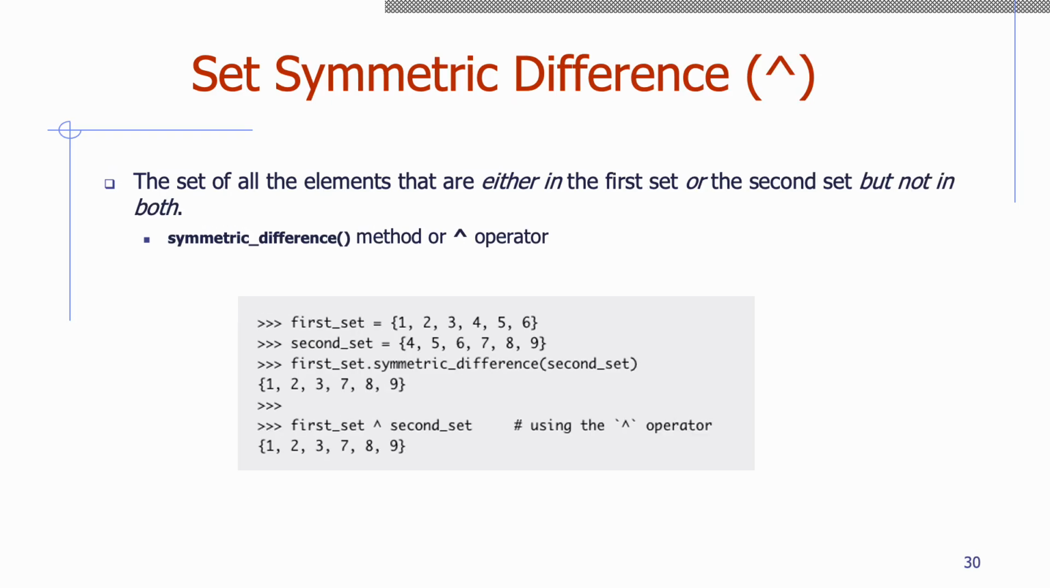This is an example for the set symmetric difference. We have the same first set here, and the second set is the same as before. We want to apply the symmetric difference method to the first set with the second set. And we're going to have 1, 2, 3, 7, 8, 9 as a returning set, because it's the set of all the elements that are either in the first set or the second set, but not in both. Or we can use this operator to get the same result.